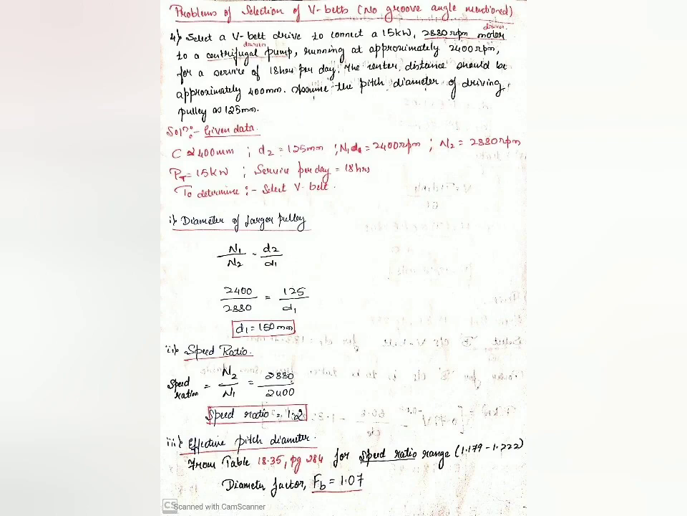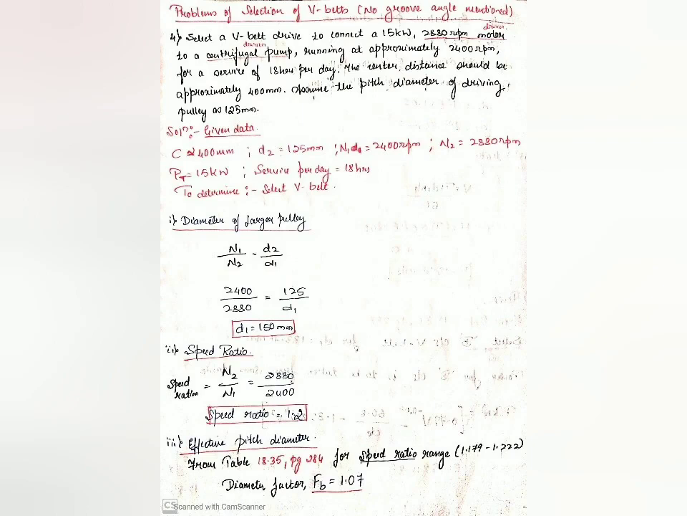So step 1, diameter of larger pulley. Using the velocity ratio, you find the diameter of the larger pulley, so you will get it as d1 equal to 150 mm. So next step, find the speed ratio. So n1 by n2 which will be equal to 1.2. Using this speed ratio, we'll find out what is the effective pitch diameter.